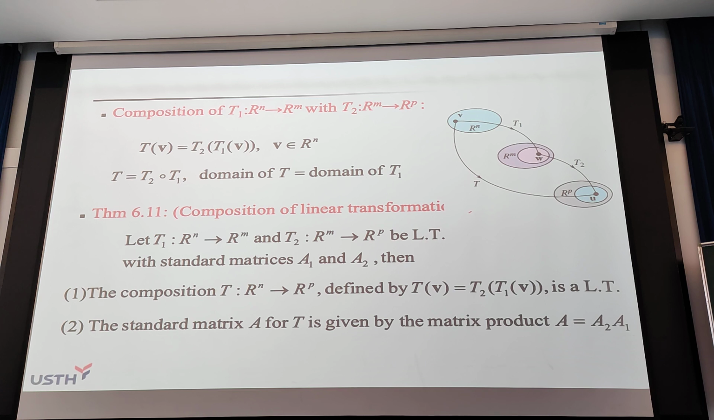Once again, you need to pay attention to the order of A1 and A2. You cannot exchange A2 and A1. In the composition, you need to write T2 before T1. You need to write T2 and then T1. Then, here in the matrix, you need to write A2 before A1. That is the standard matrix for the composition of two mappings, T2 and T1.